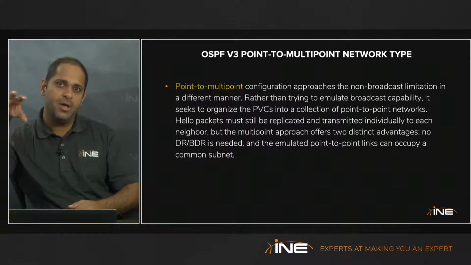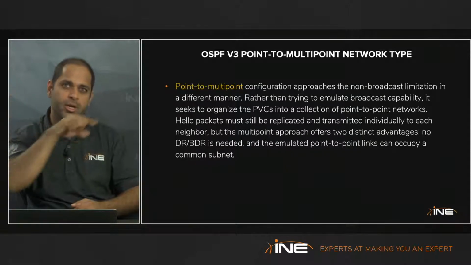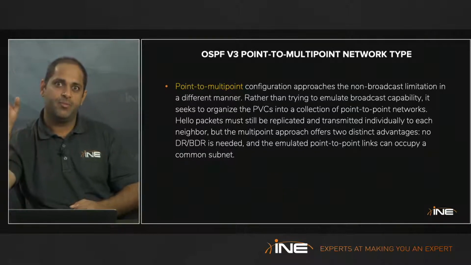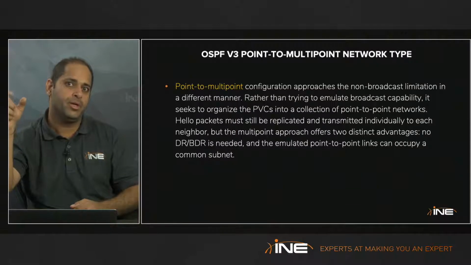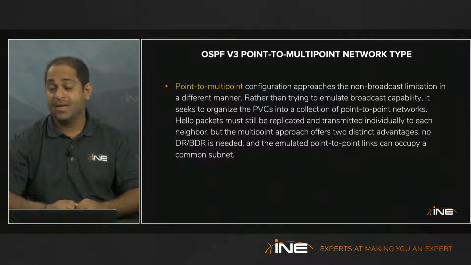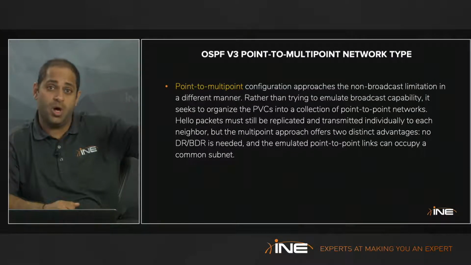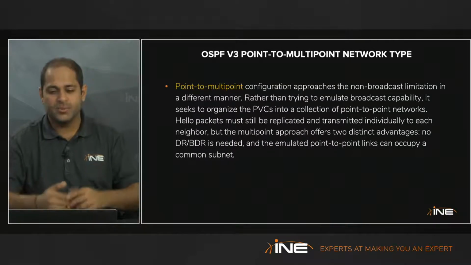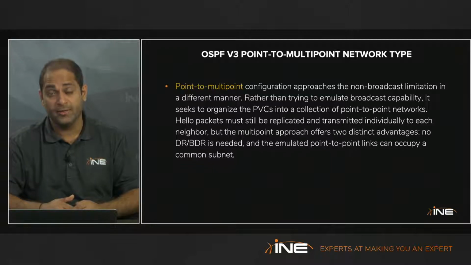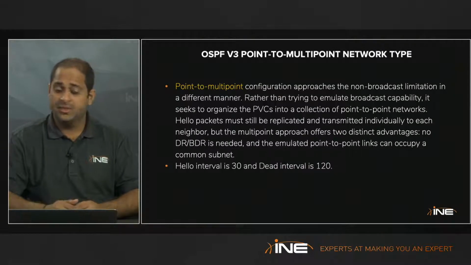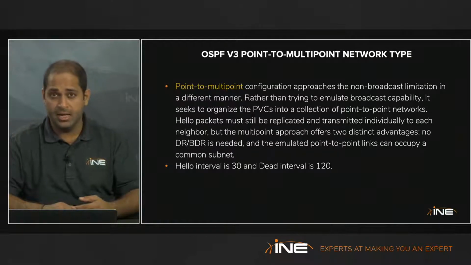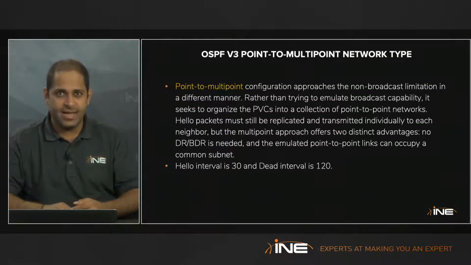So the hub would form a point-to-point neighborship with a branch office, and the hub would also form a point-to-point with another branch office. But if let's say branch office 1 wants to communicate with branch office 2, it has to go through the hub. That's why it's called point-to-multipoint. Here, the hello and dead is similar to non-broadcast. It's 30 and 120.